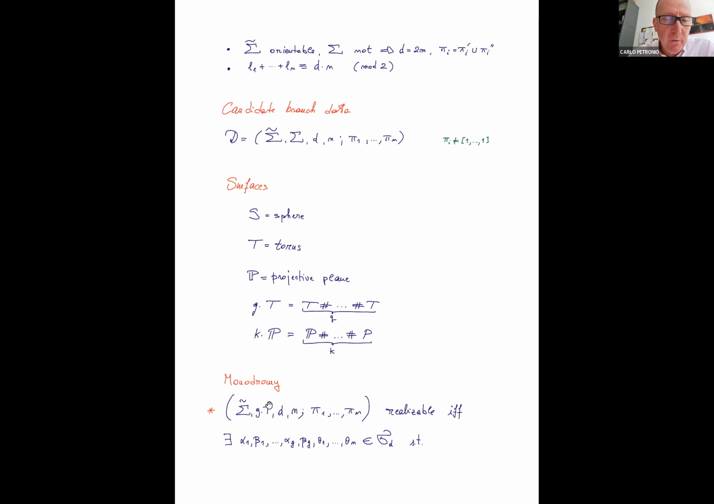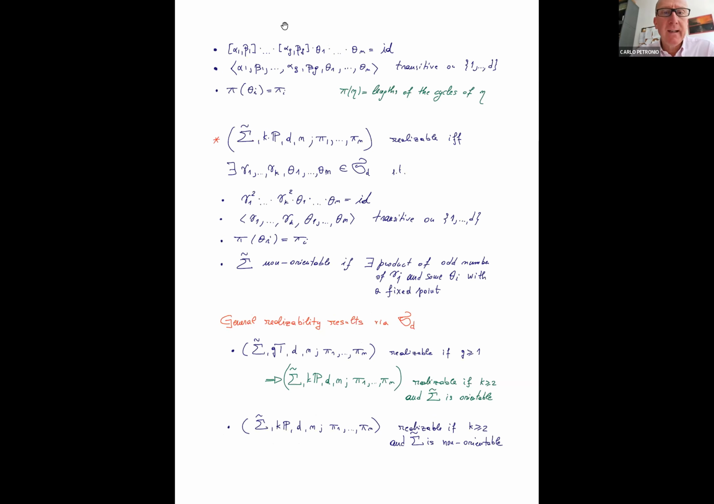if you have a candidate branched cover with a candidate covering surface that is orientable of genus G, then it's realizable if and only if you have certain permutations on the D elements. So 2G of them coming from the topology of the base surface, and n of them coming from the punctures, and they should satisfy the relation that holds in the fundamental group of the punctured surface of genus G.